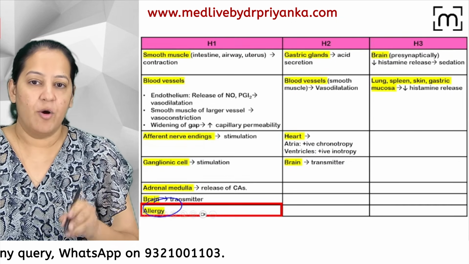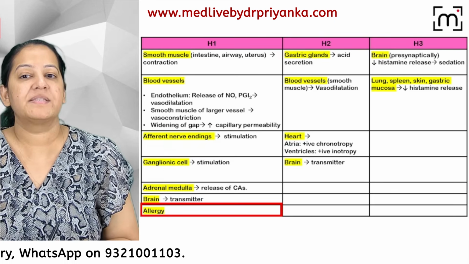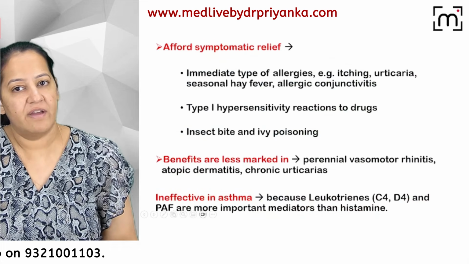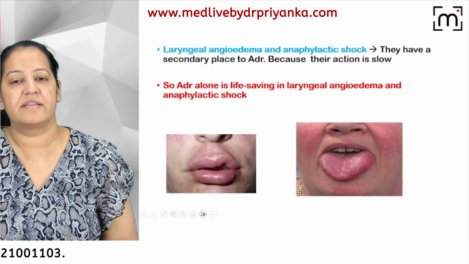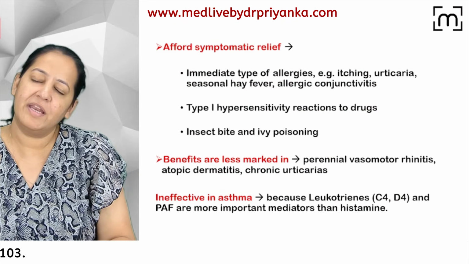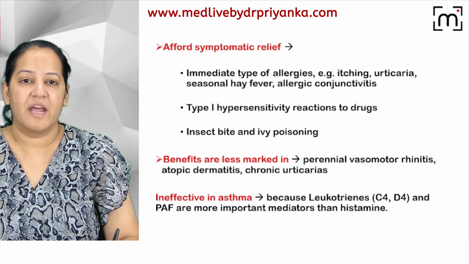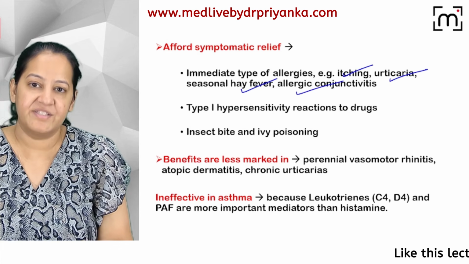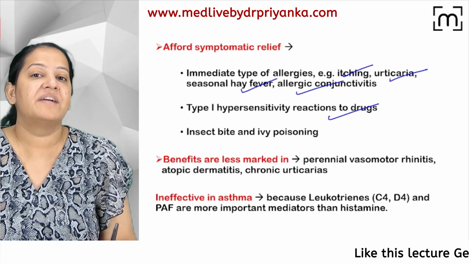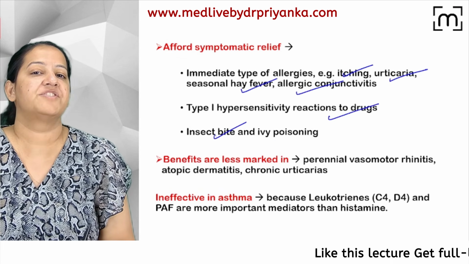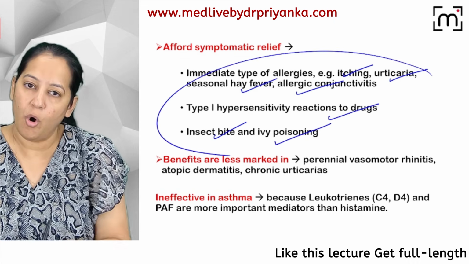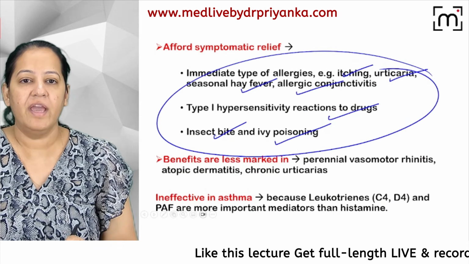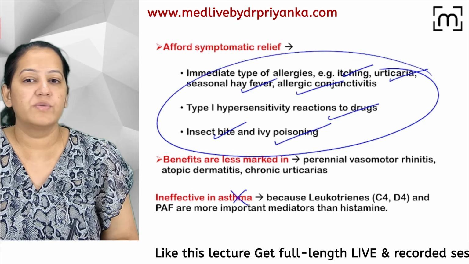The first use is allergic. How many of you got it? Histamine produces allergy, so antihistaminics are used as anti-allergy. Everyone can understand. It can be used in many allergic disorders, like itching, urticaria, seasonal hay fever, allergic conjunctivitis, drug allergies, insect bite allergy, ivy poisoning allergy. In all of them, the antihistaminic will produce symptomatic relief. But it is of no use in asthma.